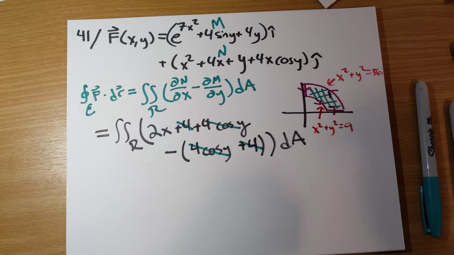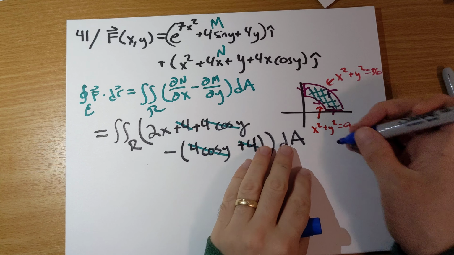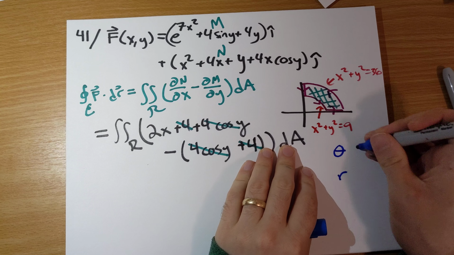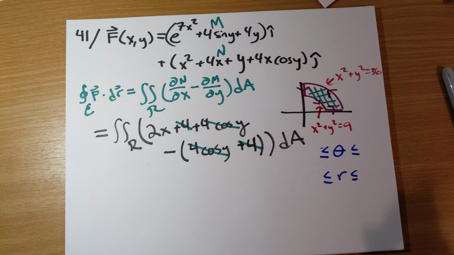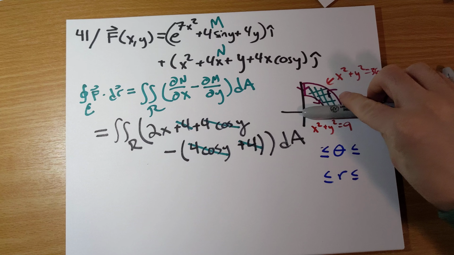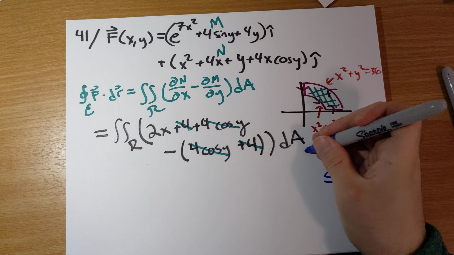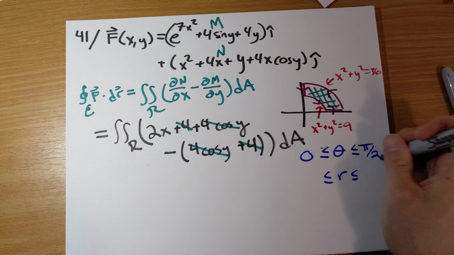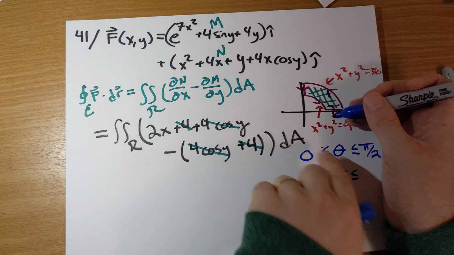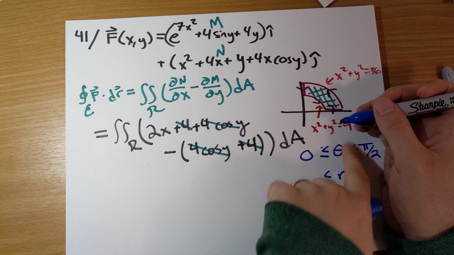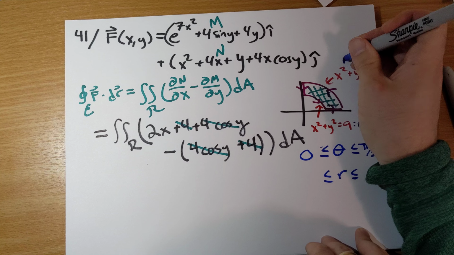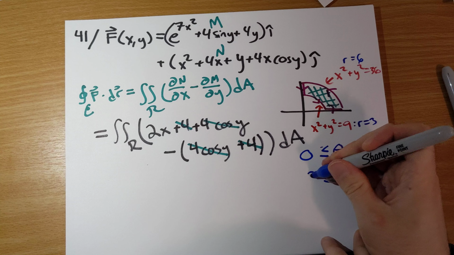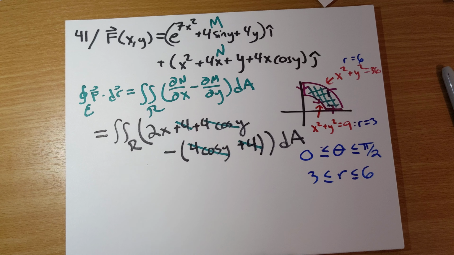And so what do we end up with for bounds on theta and r? Okay, we can tell here theta is going to run from 0 to pi over 2. And then for r, x squared plus y squared equals 9 is r squared equals 9, or r equals 3. This is r equals 6. So r runs from 3 to 6.